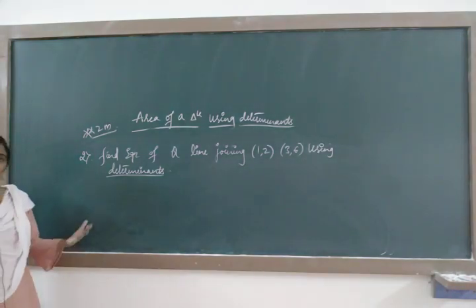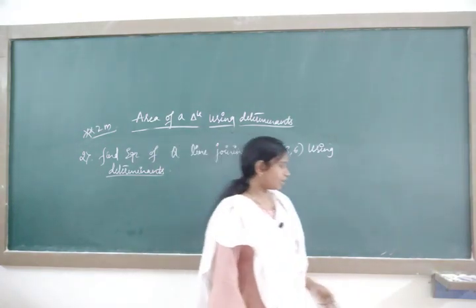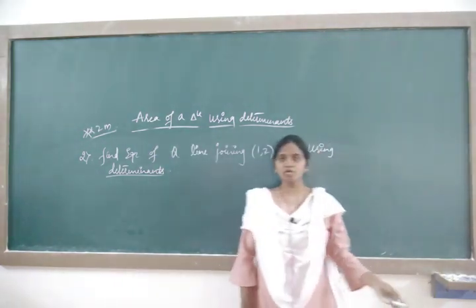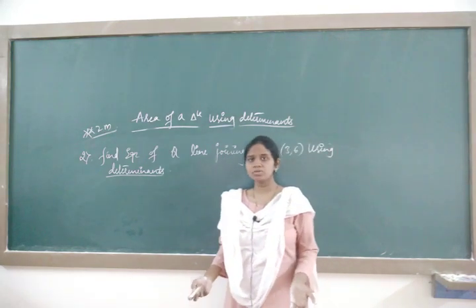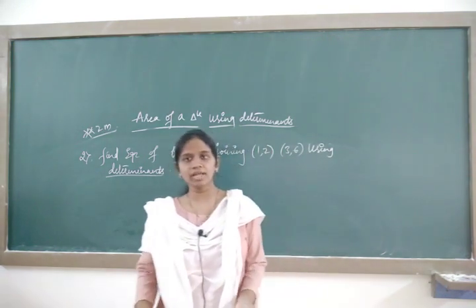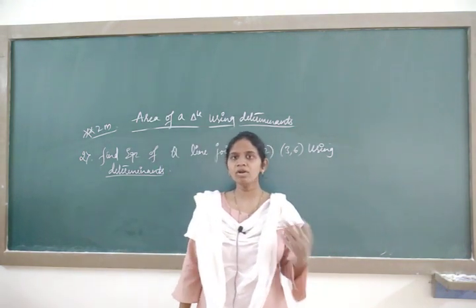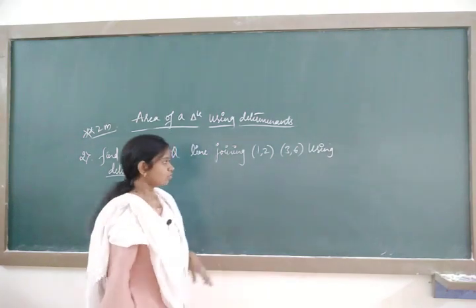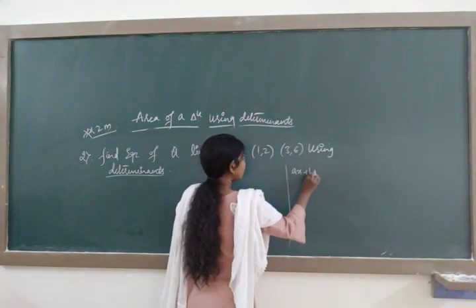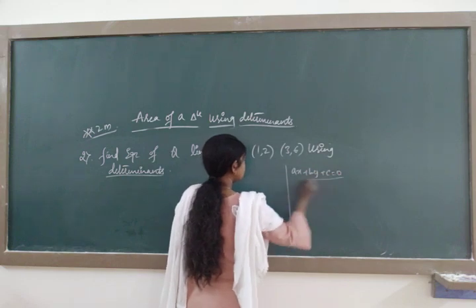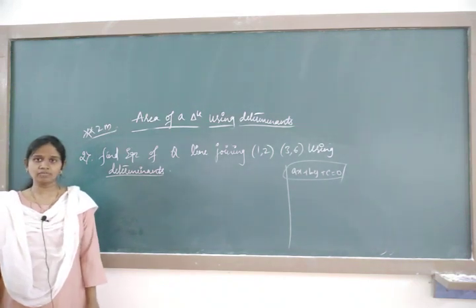What to find out? Find the equation of a line joining the points. So we have to find the equation of a line. We know that the equation of a line will be of the form ax plus by plus c is equal to 0. This is the general form of an equation of a line that we have studied in the basic standard, either in the 10th or else in the first PUC. We have to get ax plus by plus c is equal to 0. In this manner we have to get the equation of a line.